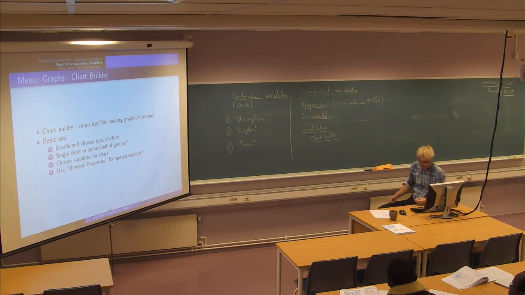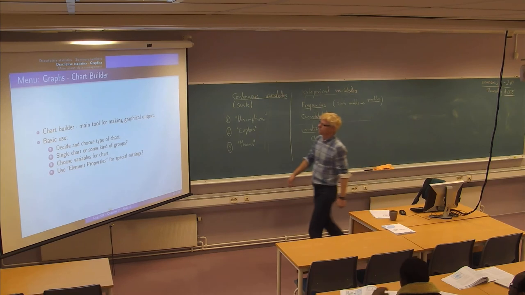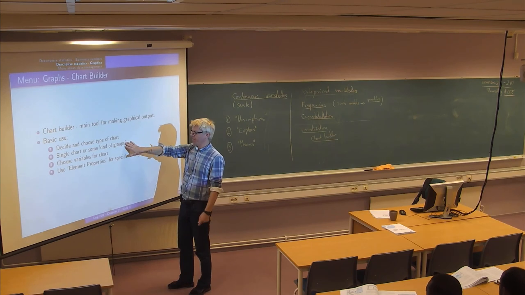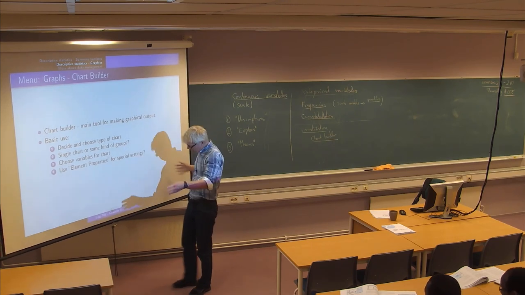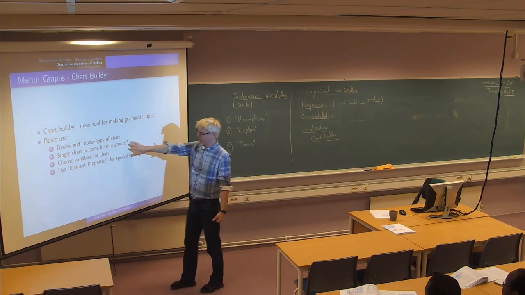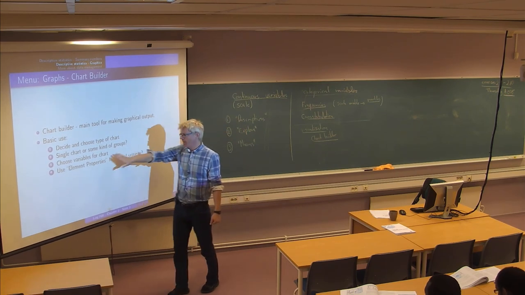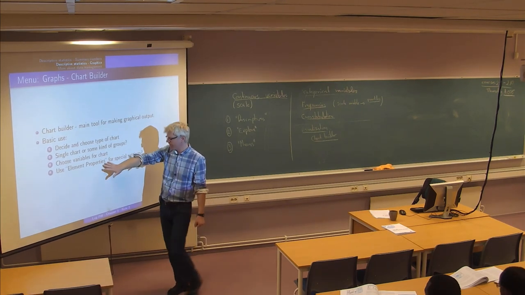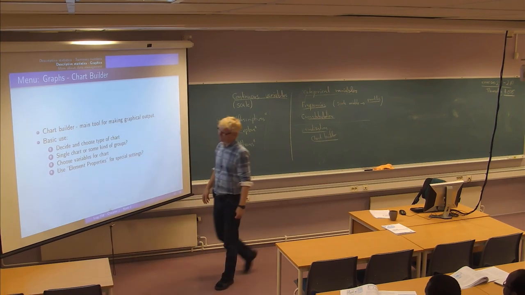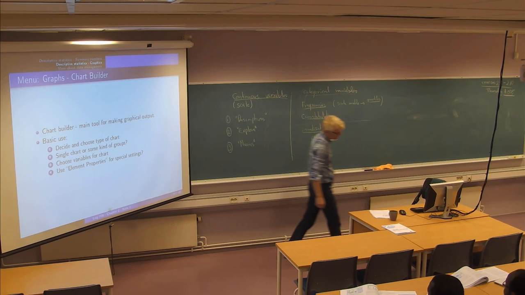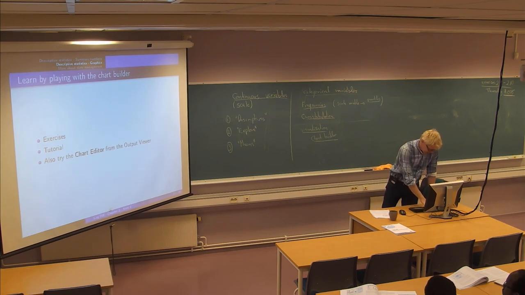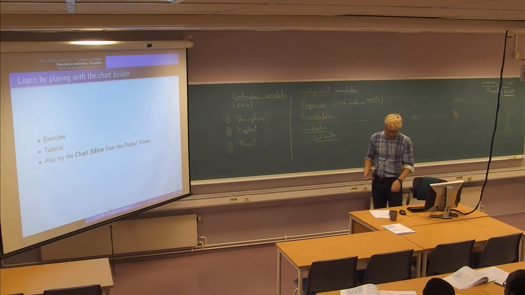So it has these basic steps. You choose the type of chart. You decide whether it's going to be a single chart or a group of charts based on some categorical variable. Then you choose the variables that you want to visualize. And then there's another dialog that allows for some special settings called element properties. So mainly you will learn to use this by playing with it in the exercises.